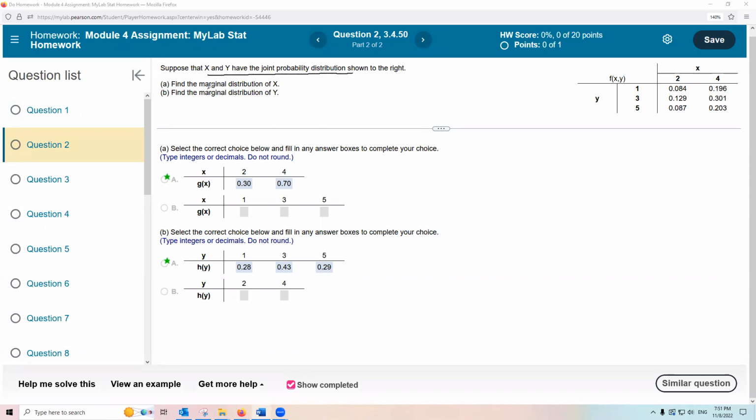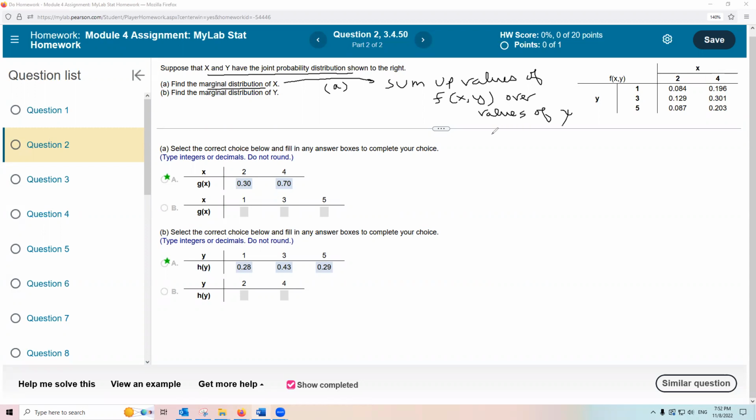Part A is find the marginal distribution of x. So of course we have to know, what do they mean when they say the marginal distribution for x? Well, what that means is sum up the values of this density function over values of x.